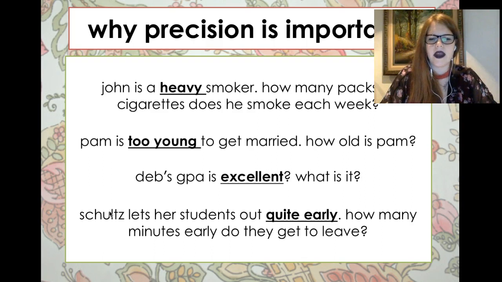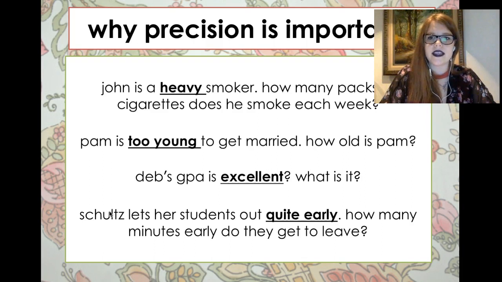Pam is too young to get married. How old is Pam? 30? 20? 16? 18? 21? I don't know. I'm sure you thought of something, and it probably wasn't any of the numbers I named.